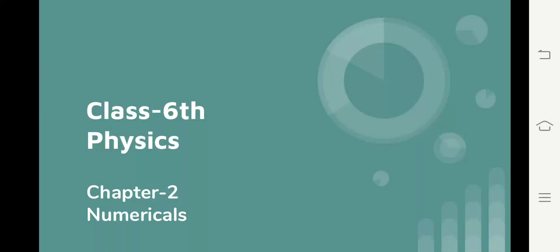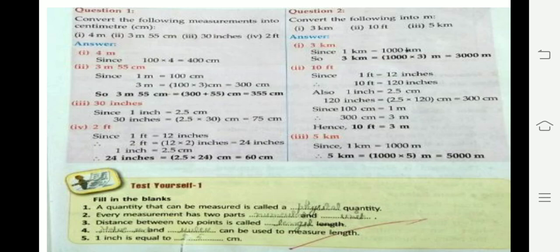Good morning, students. Today we will do the numericals of chapter 2. Please open page number 17. Convert the following measurements into centimeter. First one, 4 meter. We know that in 1 meter there are 100 centimeter. So in 4 meter there are 400 centimeter.